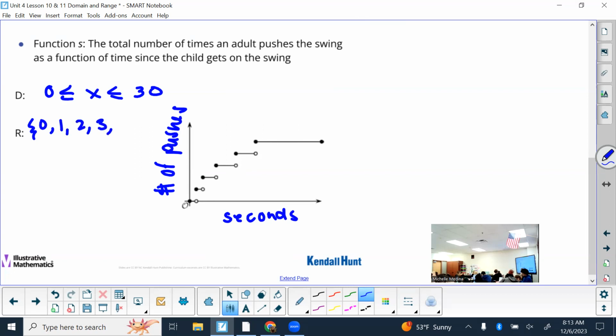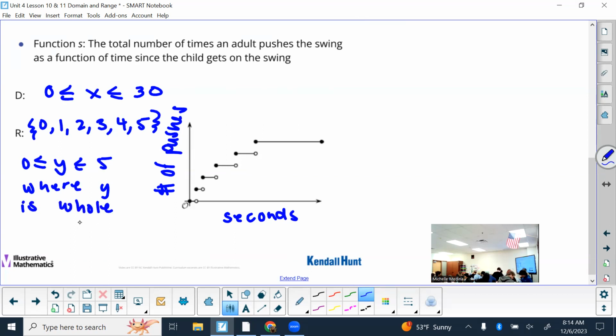So since it's only these, you could list them like that. You could put it as an interval and specify only the whole numbers, like this. But something to that effect. All right, but you have to specify it's not decimal for that one. That's two ways you could represent that range.